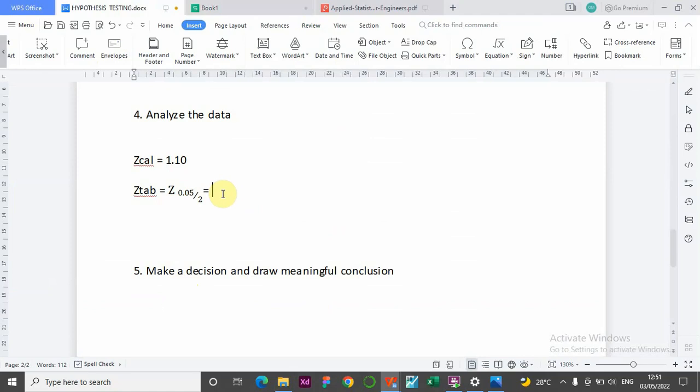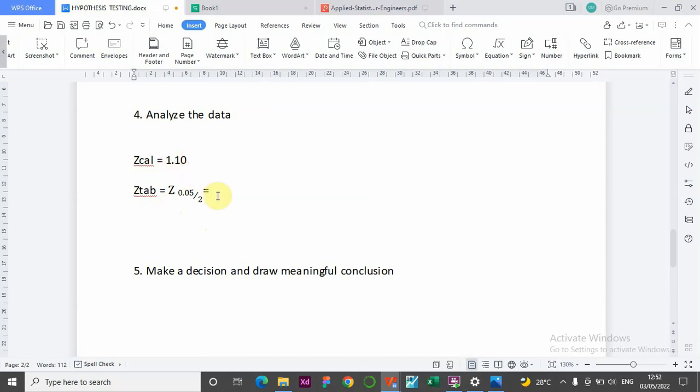So to get the z tabulated value, we're going to look at the normal distribution table. Remember that in the first video I talked about this. I also said this is what we call the critical region. It's actually part of what will help us make a decision.